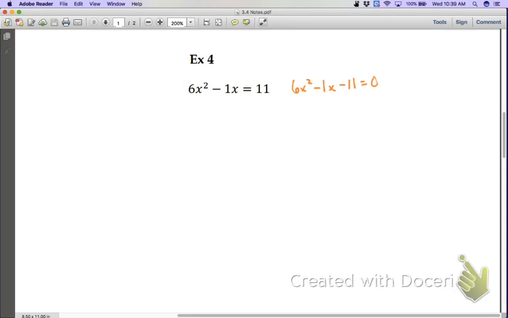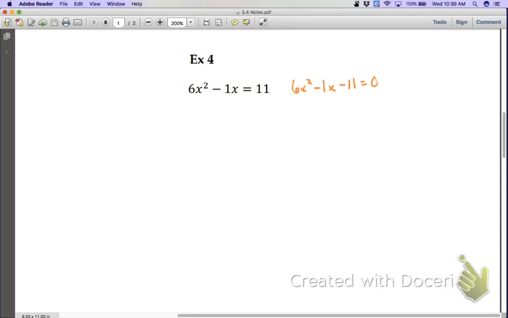Again, you can check to see if I can factor it. You can try and say, okay, there are two numbers that I can multiply together to get negative 66 and combine to get a negative 1. Maybe, maybe not, probably not. I don't want to do completing the square because I have a 6 in front of my x squared and I have a negative 1 in front of my x.